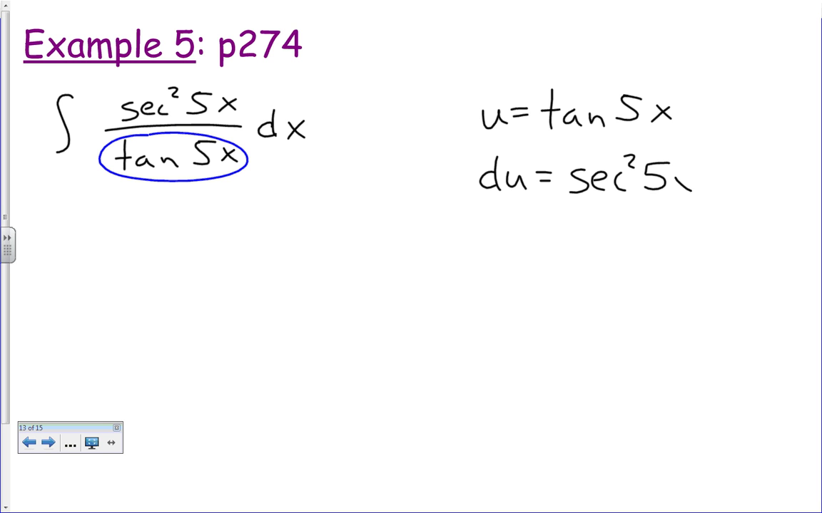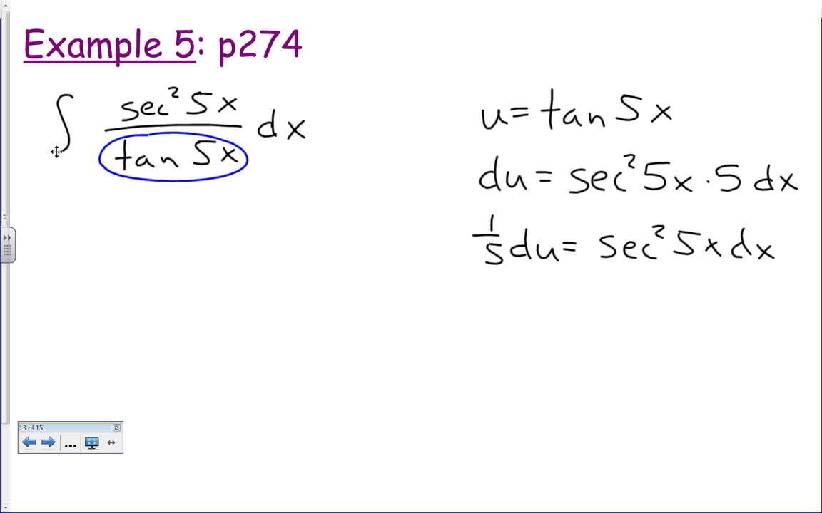So it's secant squared of 5x times the derivative of 5x, which is 5 times my differential of x, dx. I have secant squared of x dx, so I don't want the 5 there. So again, constants are okay to move to the other side. I'm going to move the 5 over there. So we get secant squared of 5x dx equals 1/5 du. And now I've got my substitution.